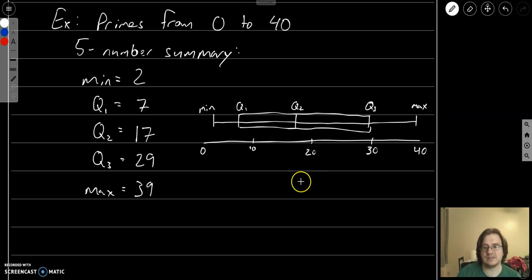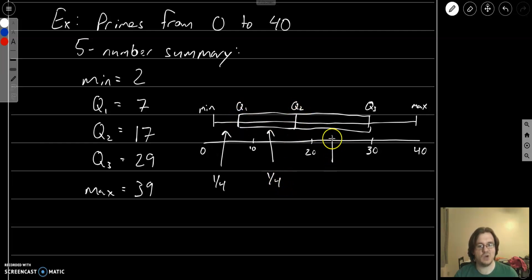These are called quartiles because they split the data up into quarters. So here's what we expect. 1/4 of the data should belong in this little region, within this whisker. 1/4 of the data should belong to this region, between the first quartile and the second quartile. 1/4 of the data should be between the second quartile and the third quartile, and the last quarter of the data should be between the third quartile and the maximum. So this is a really nice summary because it tells you where the data is. 1/4 of it is in each of these sections.